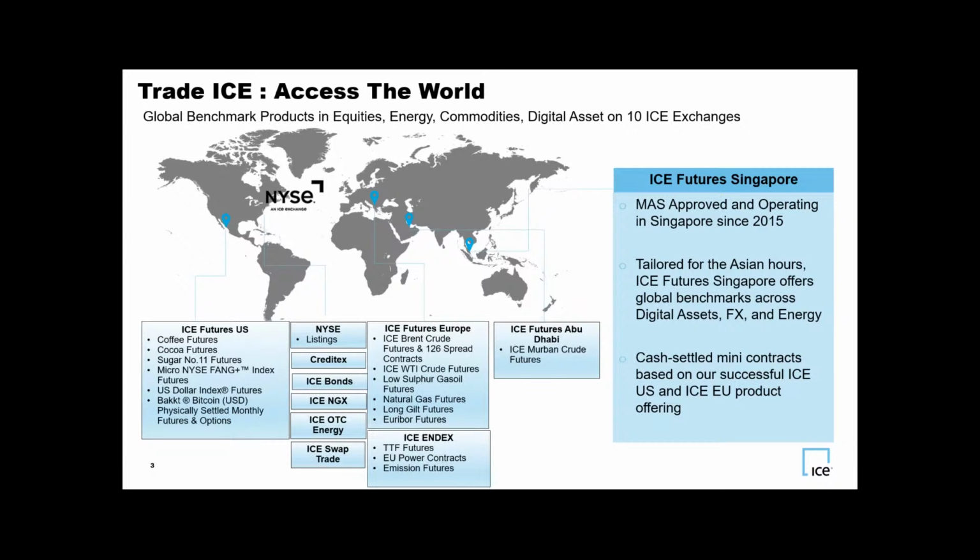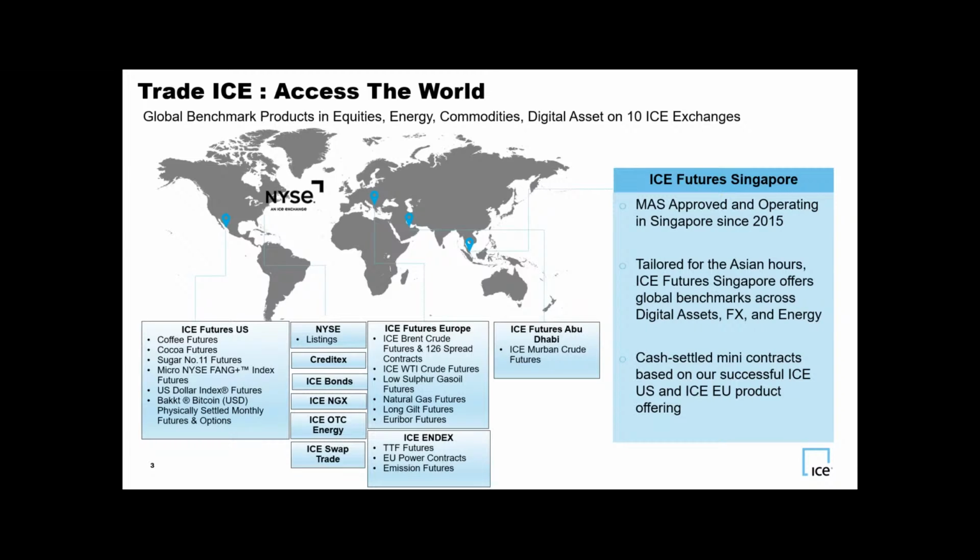We have ICE Futures US, which of course has the benchmark for the soft commodities, things like your coffee, your cocoa, your sugar, as well as the indices. We have the FANG Plus. We have of course the dollar index futures that's on ICE Futures US. This is the regular size one. And for ICE Futures Europe, which is one of our biggest benchmarks, is our ICE Brent crude futures.